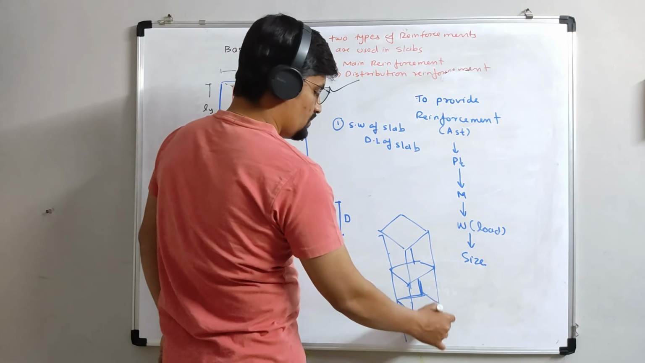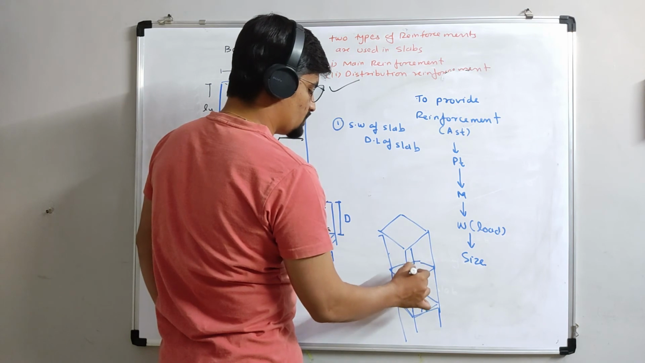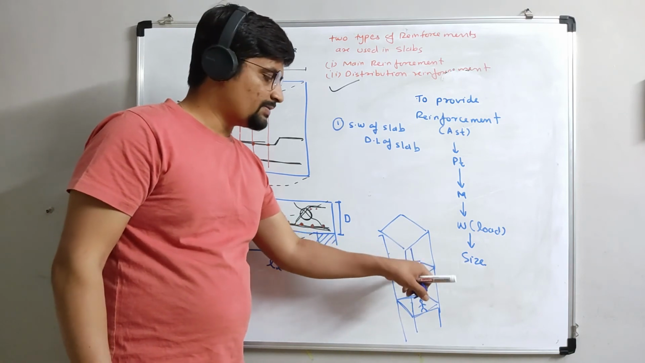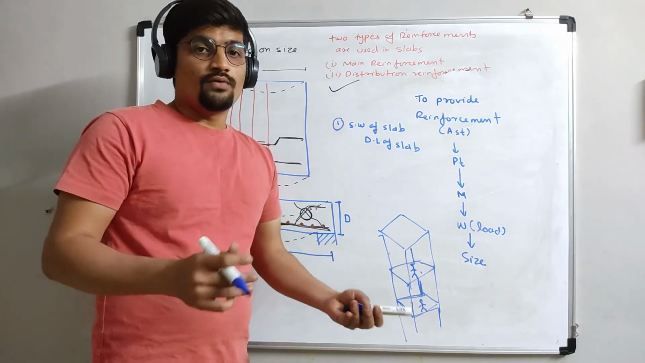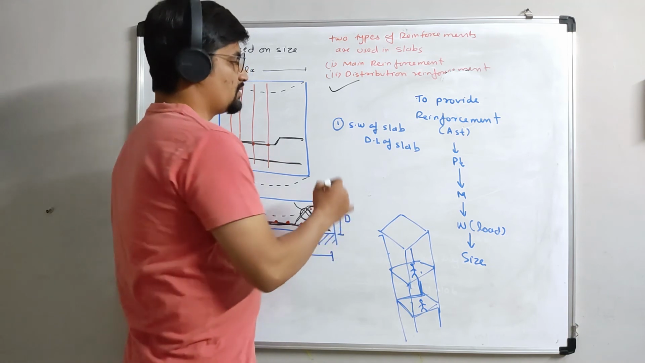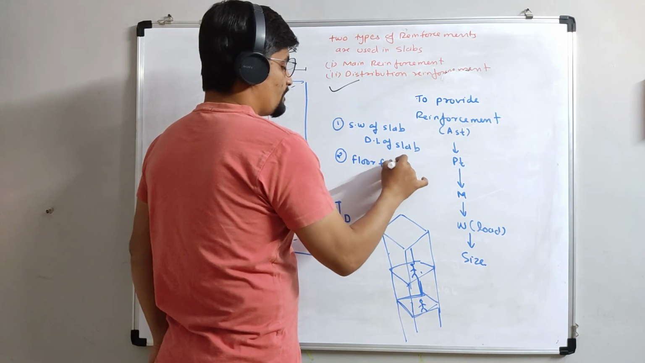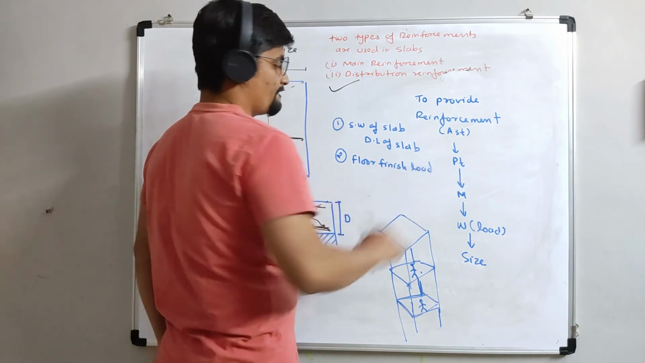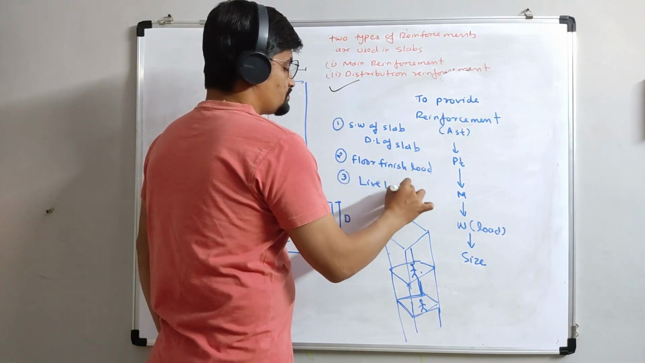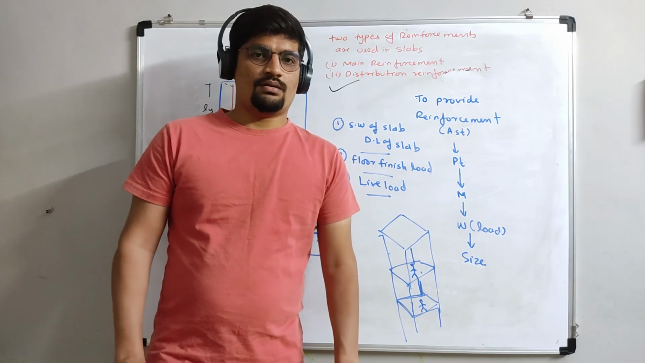For this person, if this one is the slab, then for this person, this one is the floor. On the floor we provide tiles. So the weight of tiles will also act on the slab. So it is known as floor finish load. And the third one will be live load. These three loads will act on the slab.